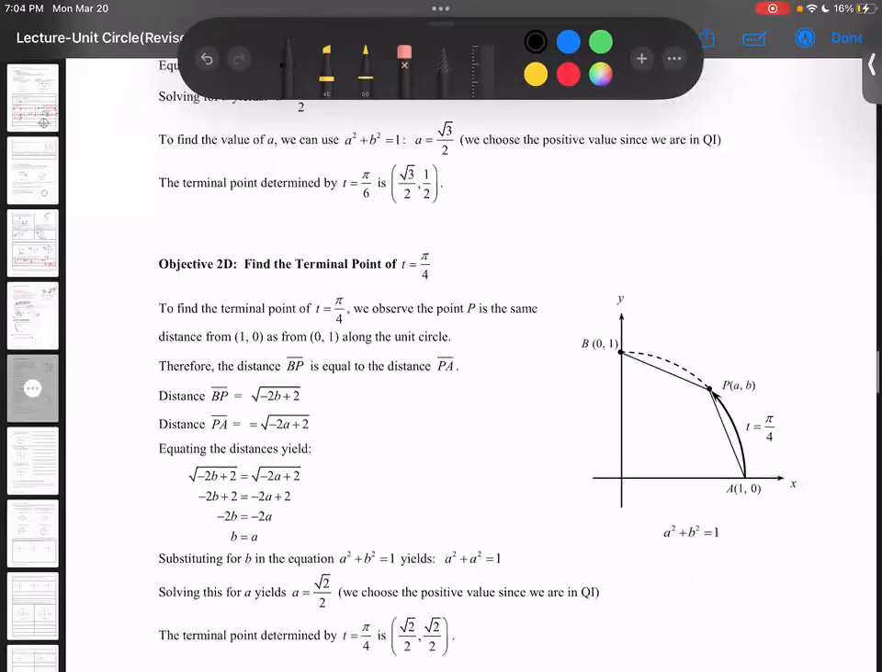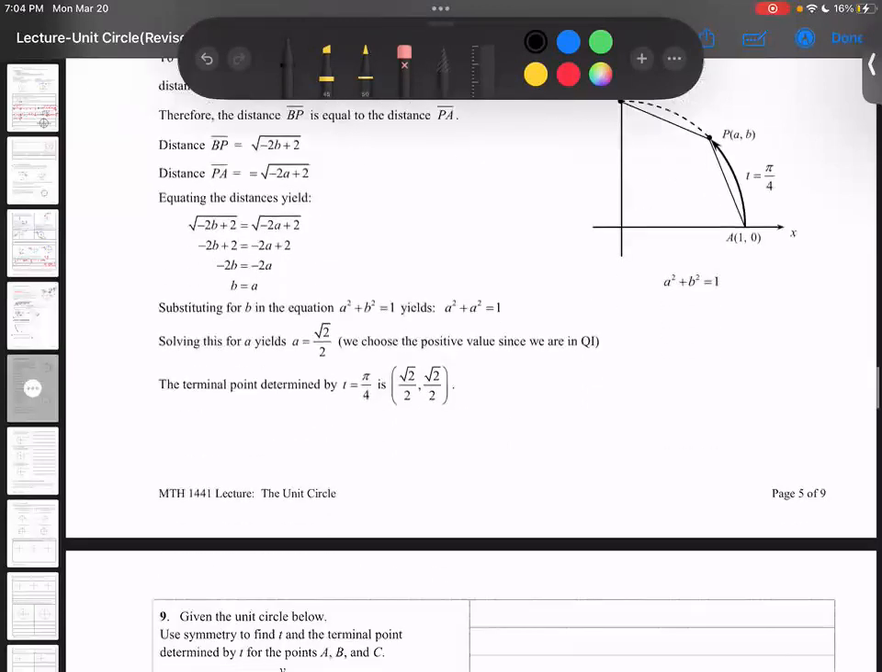Same thing for how to find pi over 4. I'm not going to do it; you can read it yourself. The explanation is pretty detailed.